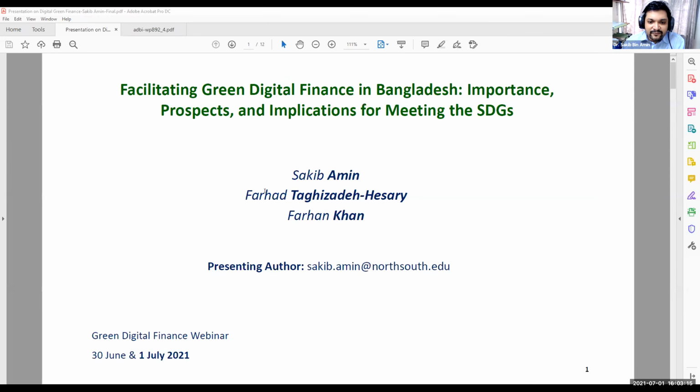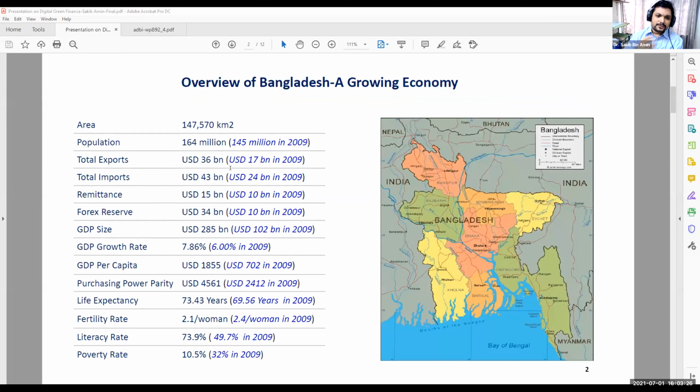My title for today's presentation is Facilitating the Green Digital Finance in Bangladesh, Importance, Prospects, and Implication for Meeting the Sustainable Development Goals. As you can see from this slide, Bangladesh is located in the northeastern part of South Asia, sharing the longest border, almost around 4,000 kilometers, with India. And you can see the parameters.